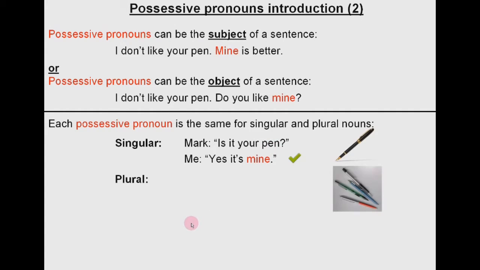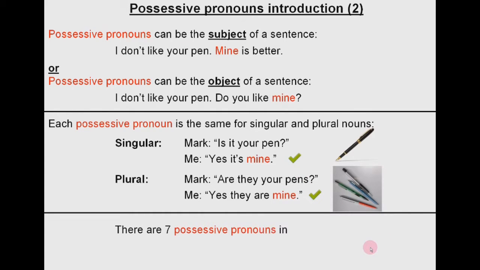And in the plural, Mark says, are they your pens? And I reply, yes, they are mine. Okay, so here, with mine, we are referring to a noun in the plural, pens. Pens is plural, but we use the same possessive pronoun. It's the same for singular and plural.